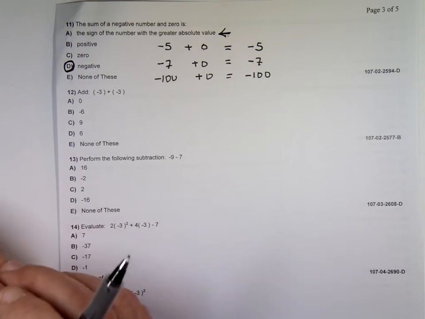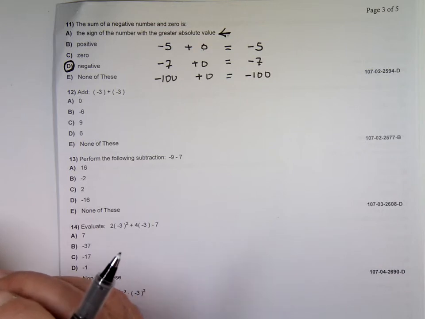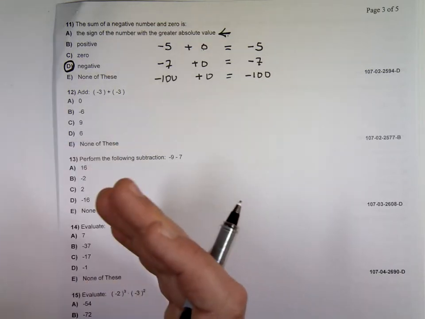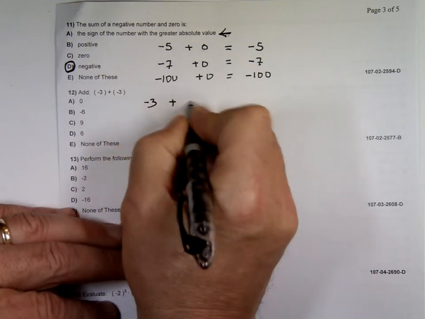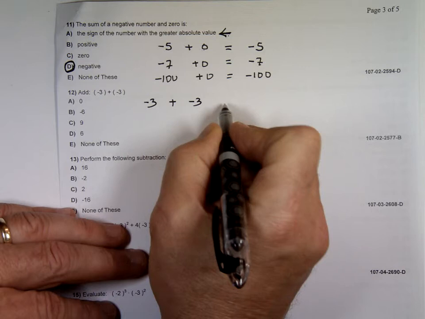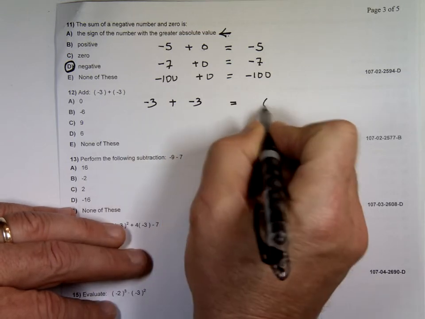Negative 3 plus a negative 3, what's that? You're adding numbers of the same sign. When they're the same sign, you add them and keep the sign. So when you add the absolute values of the numbers, what's 3 plus 3? 6, and what's the sign? Negative.